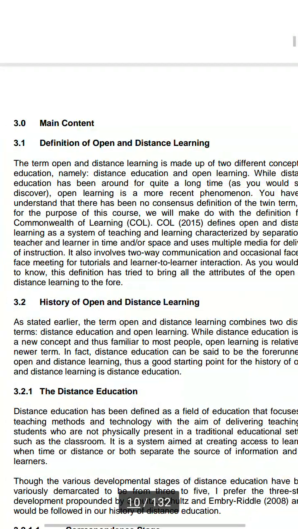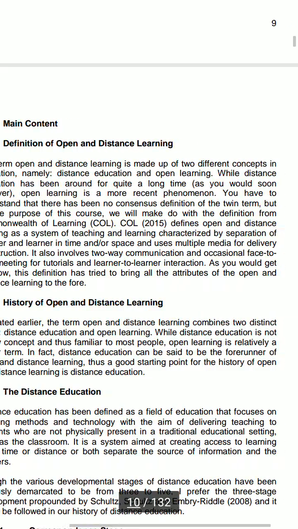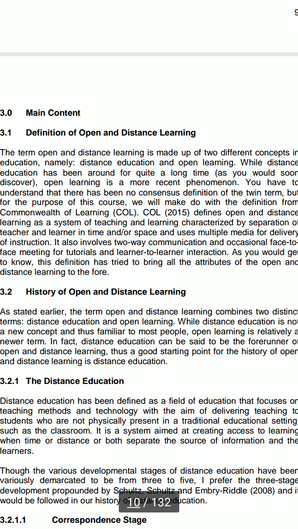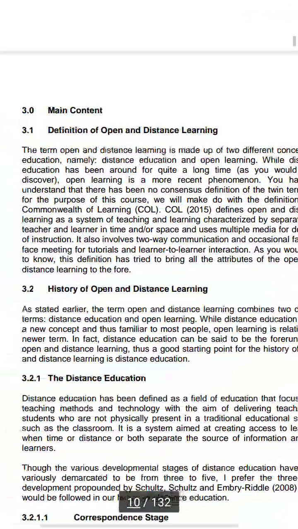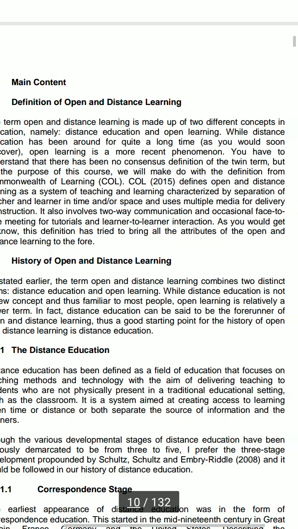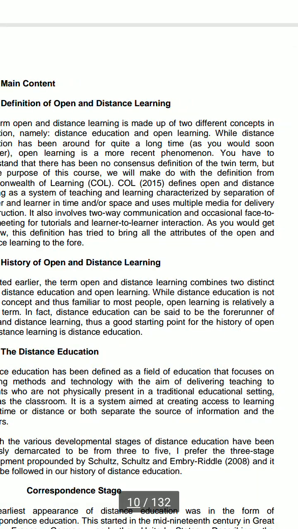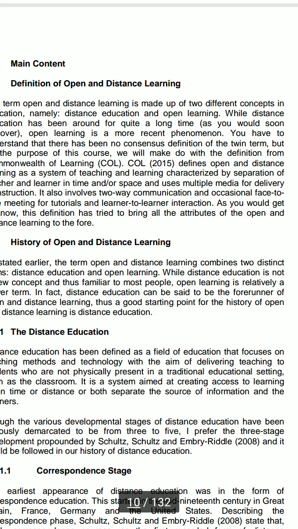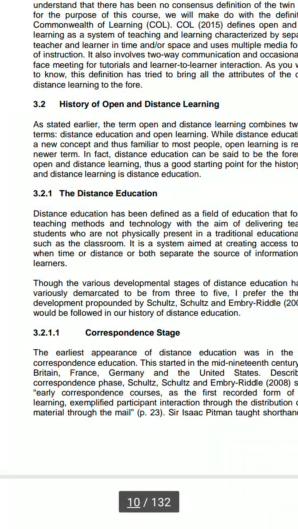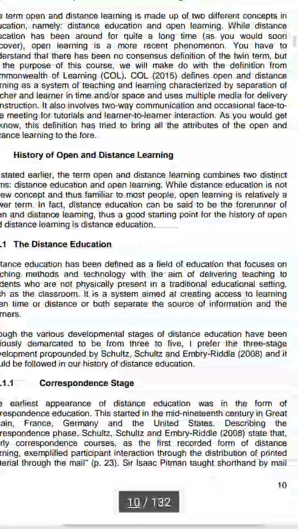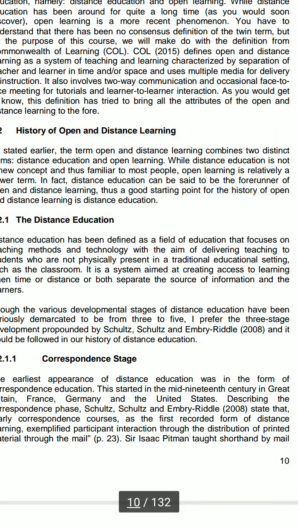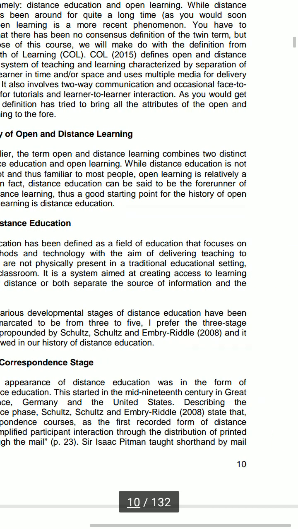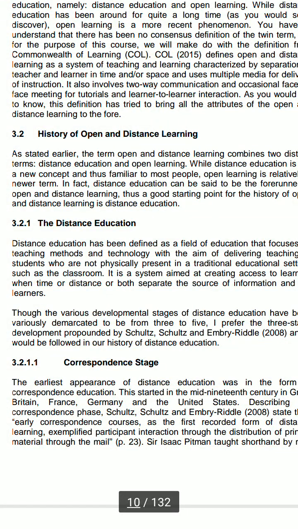According to the handout, open learning is defined as a system of teaching and learning characterized by separation of instructions. It involves two-way communication and occasional face-to-face meetings with tutorials, and learner-to-learner interaction. Now, talking about the history of open and distance learning, according to the handout, there are several factors that necessitated it.